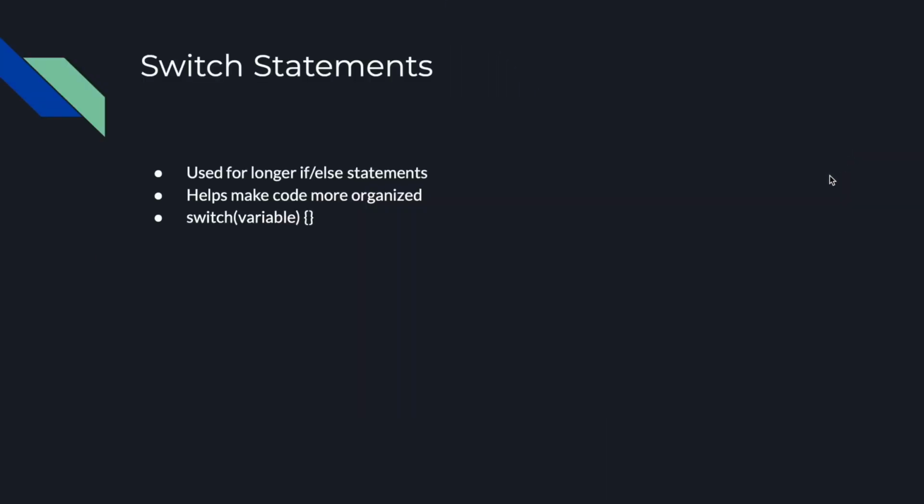So today we'll be learning a plethora of things, but first we'll start off with switch statements. Switch statements are used for basically longer if-else statements, so that you're not writing as many if, else, else statements, but instead using switch, which helps clean up the code and make it more organized. So let's go into a demo of how to use switch statements.